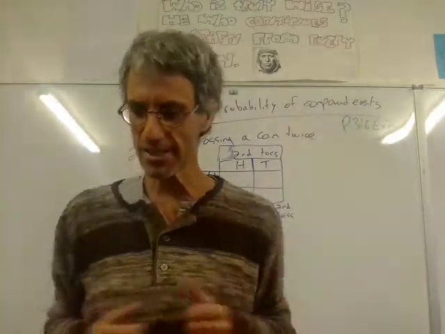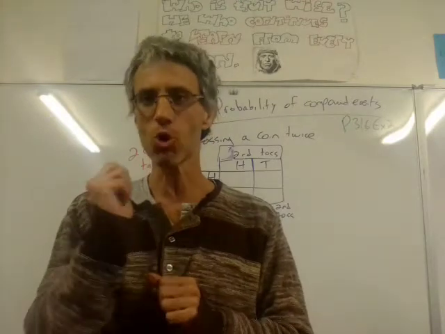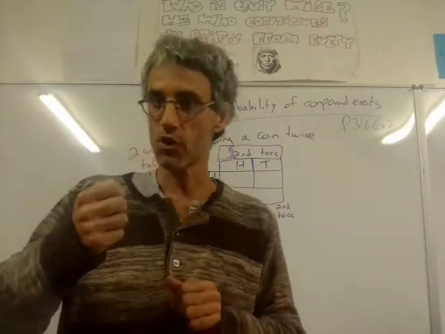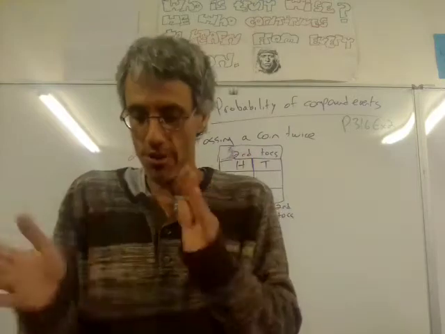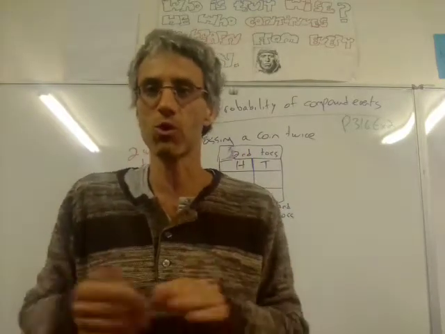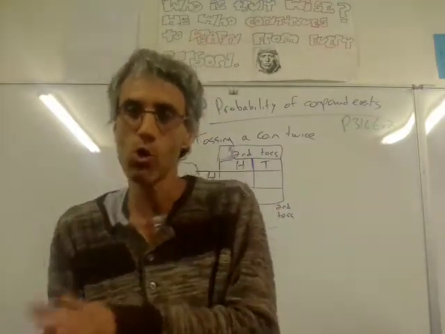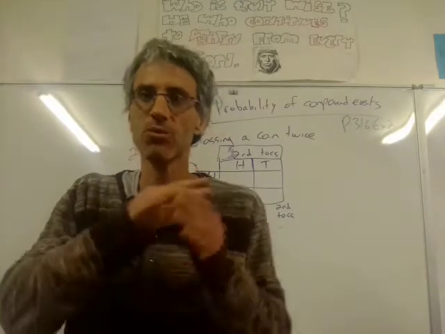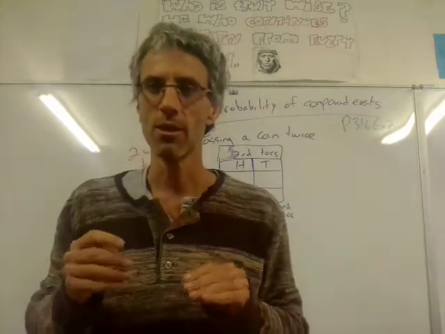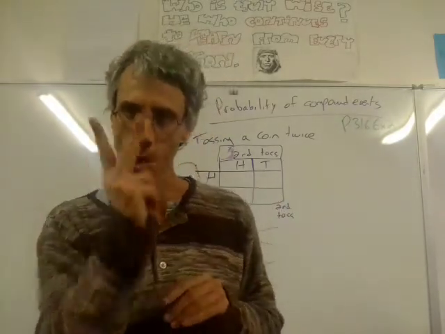So the easiest example to think about is tossing a coin. If I toss the coin, the possible results will be either I get a head or a tail. Okay, that's what we call a single event. What if I toss the coin twice?